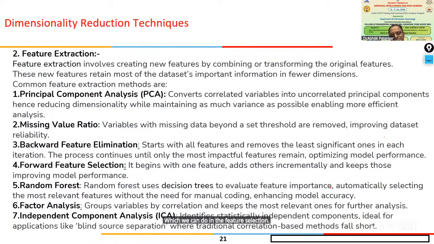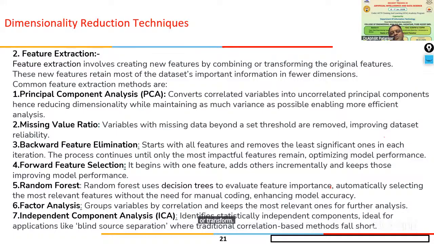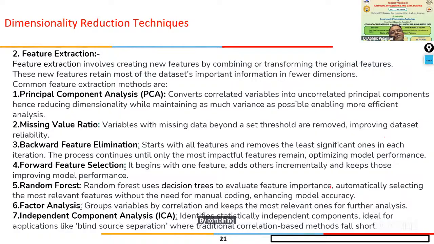Then extraction. Feature extraction involves creating new features by combining or transforming the original features. Now in extraction, we have to create new features by either combining or transforming. These new features retain most of the data set's important information in fewer dimensions. Now we only extract the required part by combining or transforming.